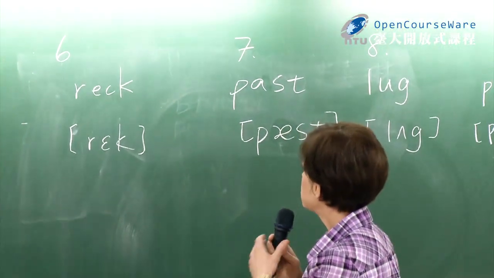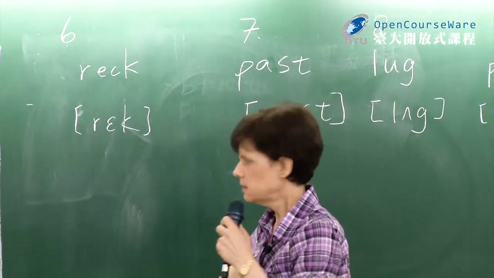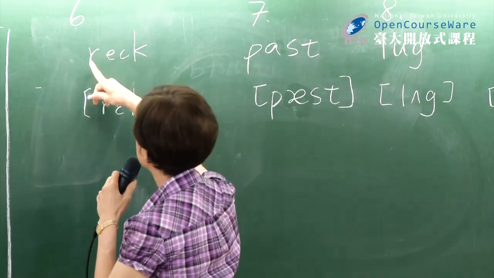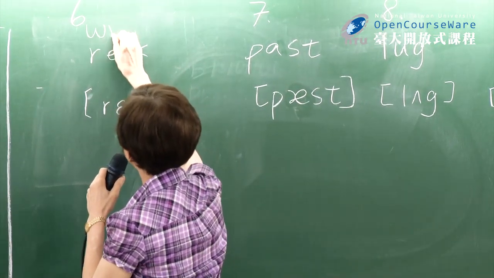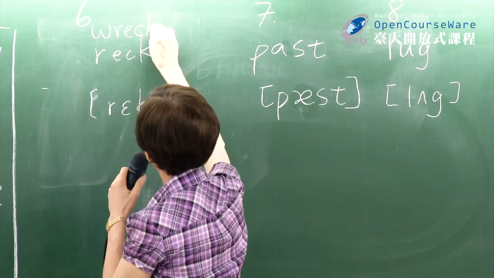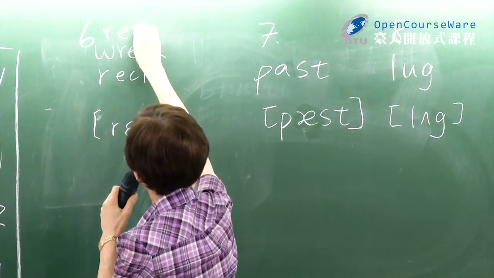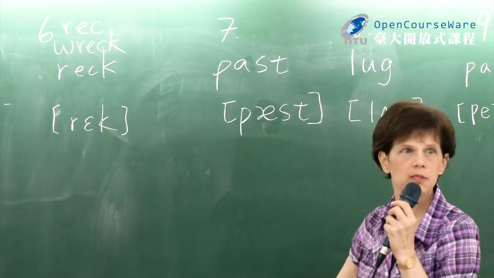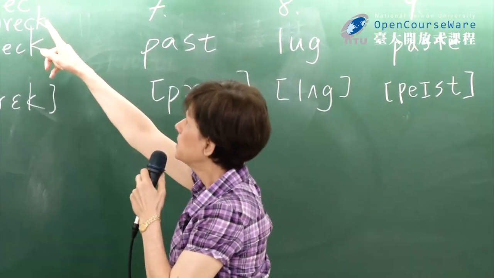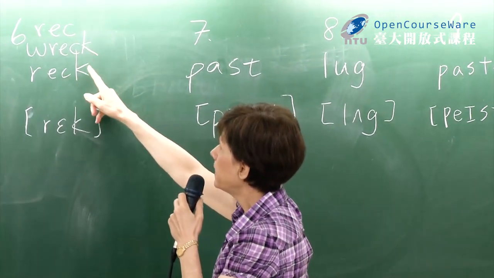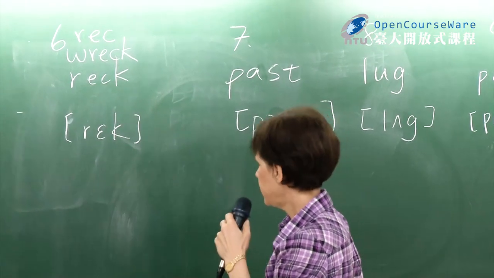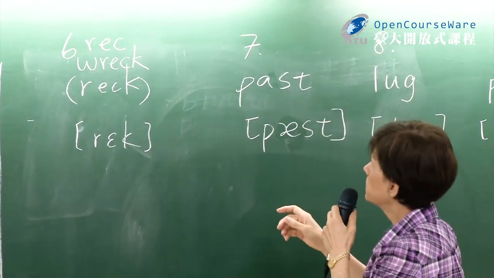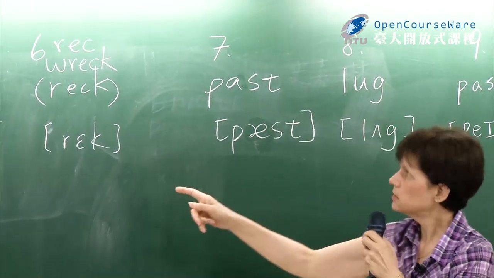Number 6, rec, I will accept. This is not really a word, but it's okay because it's plausible. If it were a word, we would call it rec. So this is okay even though it's not a word. It should be W-R-E-C-K or R-E-C, which is short for recreation. Right, the rec room is the recreation room. So R-E-C, W-R-E-C-K. I will also accept R-E-C-K. I'll put it in parentheses. It's not a word that I know of, but it's good enough. And R-E-C is good, correct.